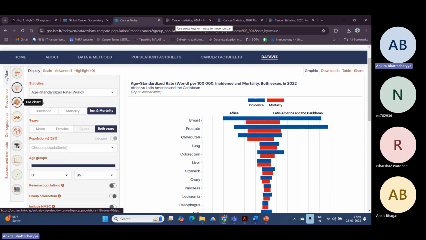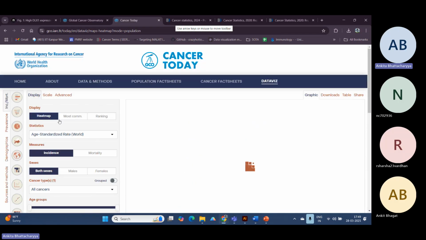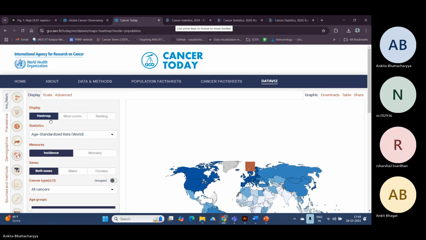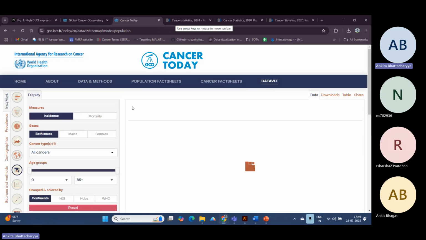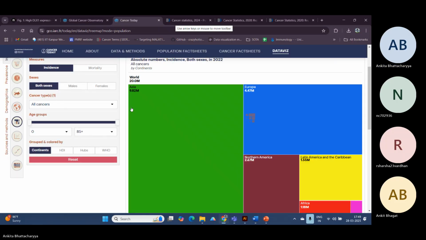So these are the different, these are bar charts, population comparisons, pie charts. This shows you a heat map. This is the heat map, which I showed you previously, I think, for incidence of cancer. You can also get tree map representations from here.